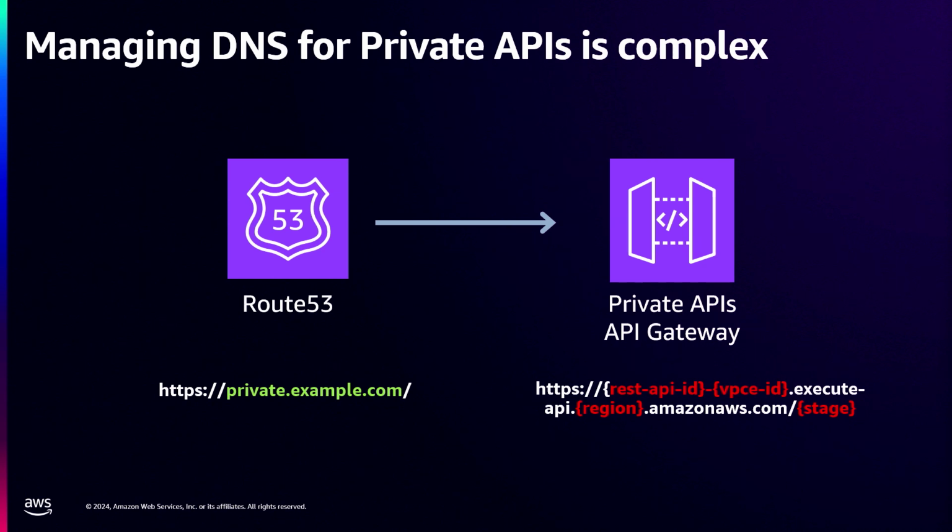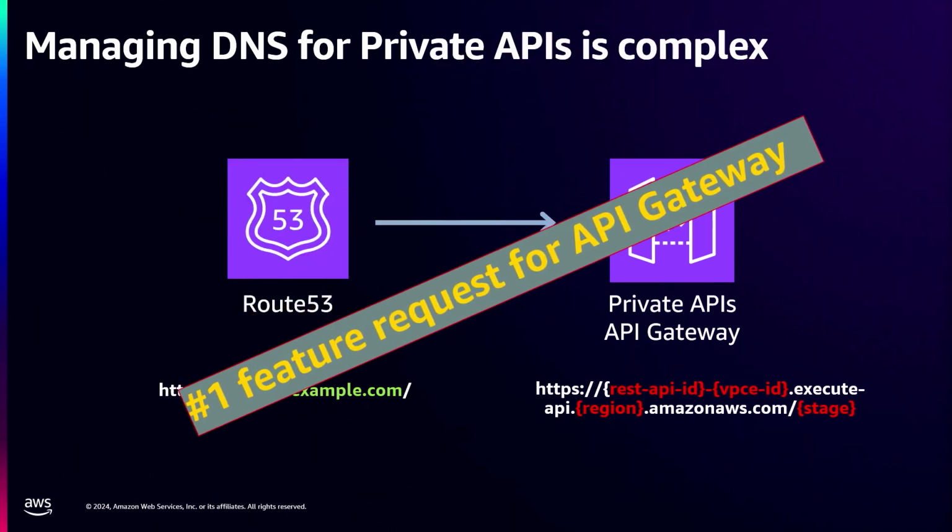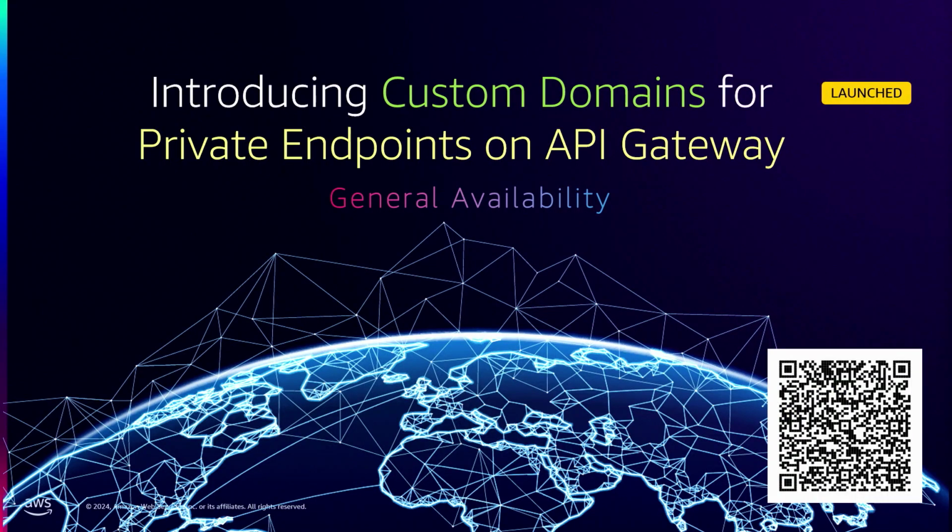Over time, as private API patterns have become more and more common on API Gateway, this has become our number one feature request. And I am happy to say we have listened and we have delivered. Today I'm announcing private custom domains are available for API Gateway. With private custom domains, we're opening a new chapter in API Gateway. First and foremost, this gives people better control over the customizability and discoverability of their private API endpoints.